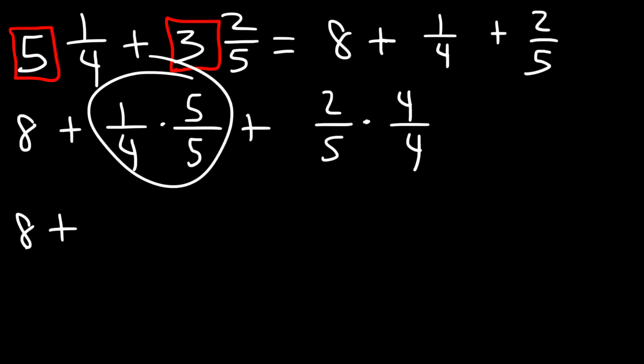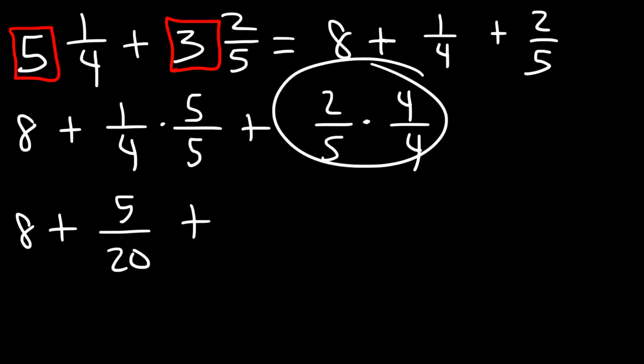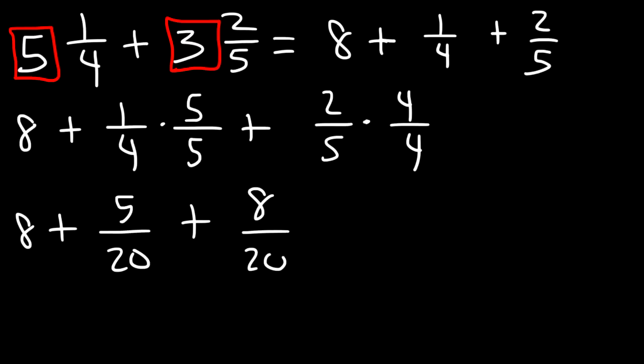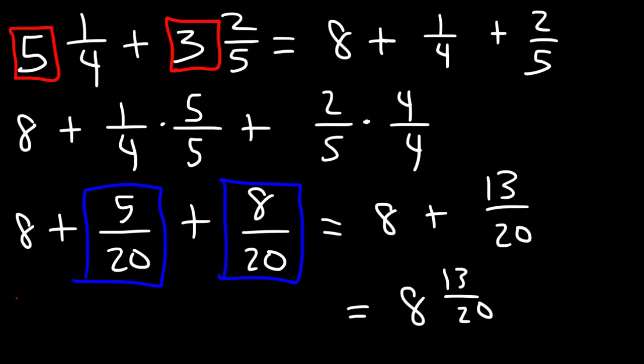So this is going to become 5/20, and this is going to become 8/20. So now I can add 5/20 plus 8/20, and so that's 13/20. Therefore, the final answer is 8 13/20. Now let's work on one final example. Feel free to pause the video and try this problem. So 3 5/7, let's add that to 2 and 8/9.